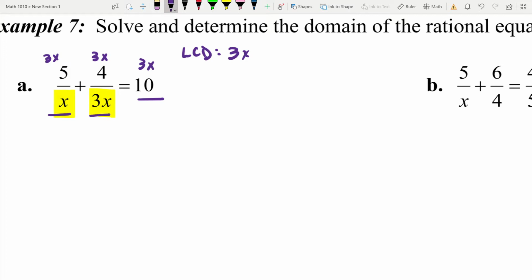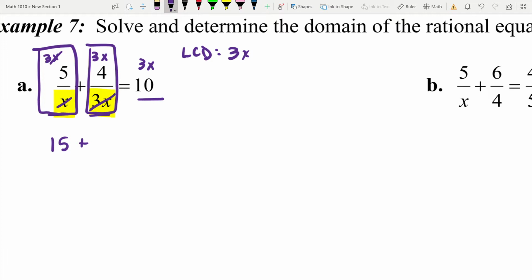Look how sweet this turns out. Look at this first fraction. I've got an x on the bottom that's going to cancel with an x on the top. So what do I have left? 5 times 3 is 15. Look at the next one. I'm going to put my plus, and then look what happens. This 3x perfectly cancels away with that 3x, and I have a plus 4. Then you have an equals. 10 times 3x is 30x. I know you guys can all do this. So now you have 30x equals 19, divide by 30, and you get x equals 19 over 30.